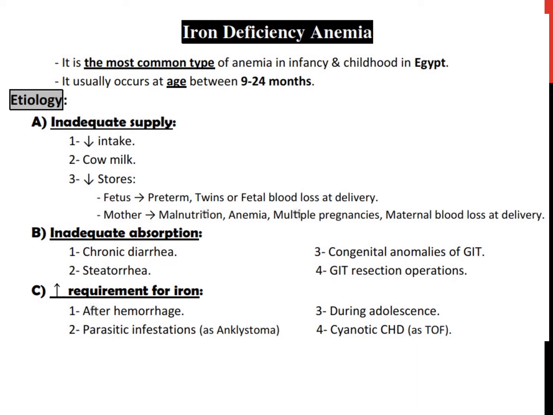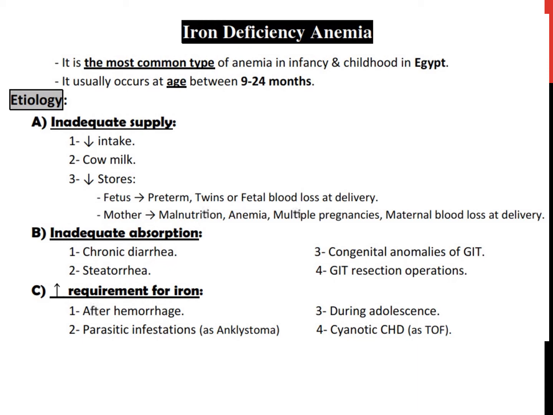It could also be related to inadequate absorption, like the presence of steatorrhea, GI operations, or congenital anomalies of the GI. And it could be an increase in requirement, like those who have congenital cyanotic heart disease, because in those patients we have chronic hypoxemia, so there is an increase in erythropoietin and stimulation of the bone marrow, so there will be increased production of RBCs, polycythemia, which can lead to thrombosis.